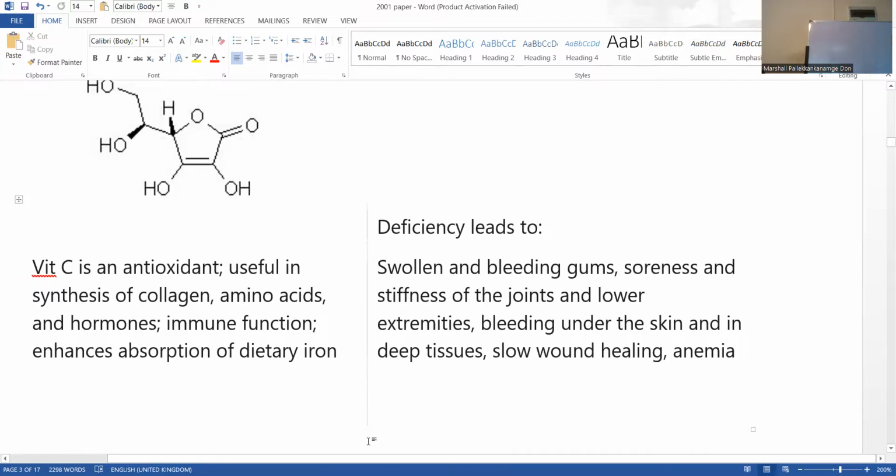Vitamin C is an antioxidant, useful in collagen synthesis, amino acid synthesis, and so on. Vitamin C deficiency causes scurvy. You get swollen, bleeding gums. It is called scurvy.